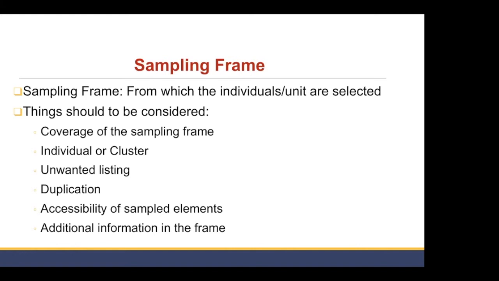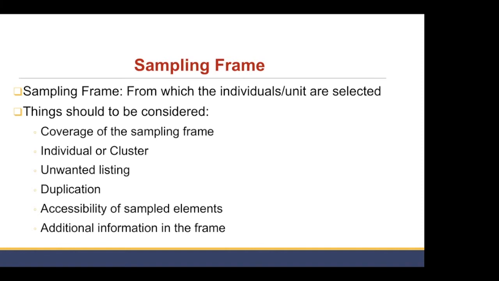The thing to be considered in choosing the best sampling frame is to what extent it covers the target population, whether the coverage is complete or incomplete. Also, you have to look at whether the listings in your sampling frame are individual listings or cluster listings. If your target elements are individuals, but you have the house address, for example, then probably it is a kind of a group.